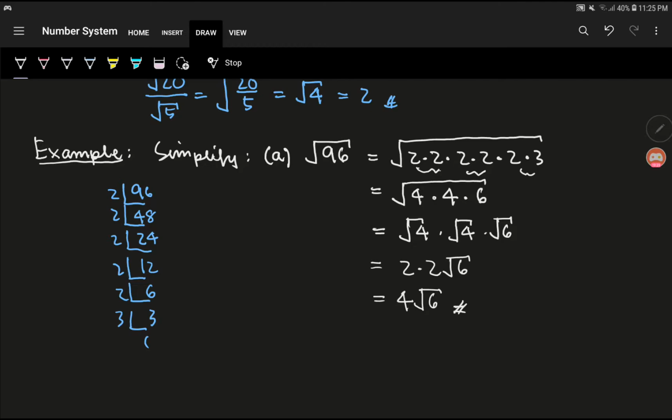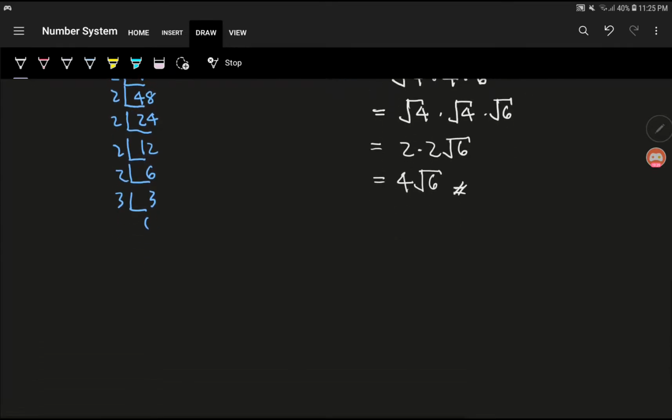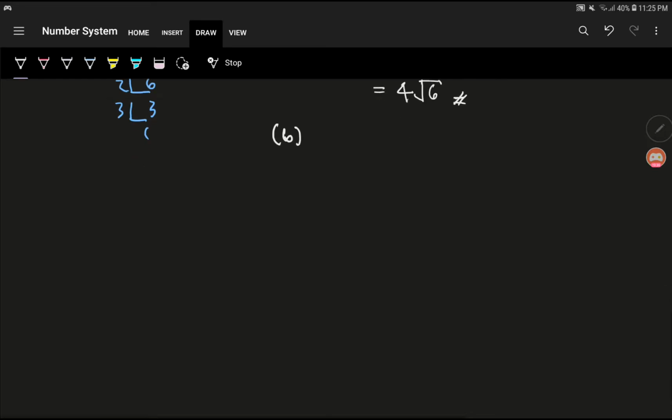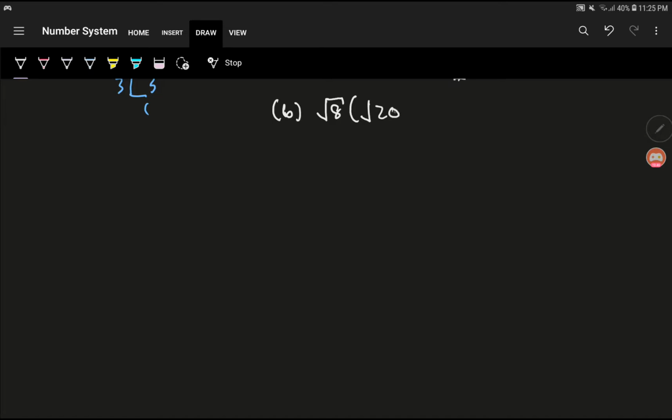Okay, example B, we have the square root of 8 in brackets, square root of 20 plus square root of 12.